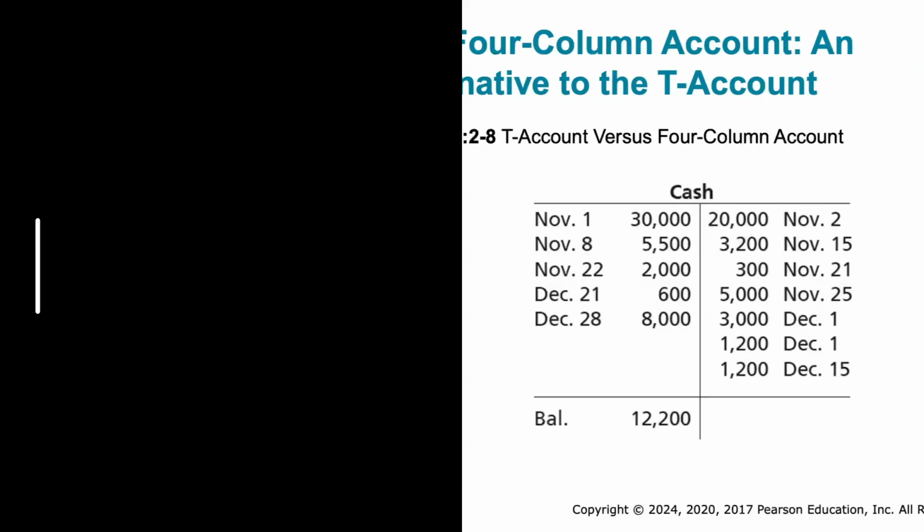So T accounts versus 4 column accounts. T accounts, we have our debits and our credits, our left and our right. We just add up all of our debits and then add up all of our credits. And we take the larger number minus the smaller number and bring down the balance.